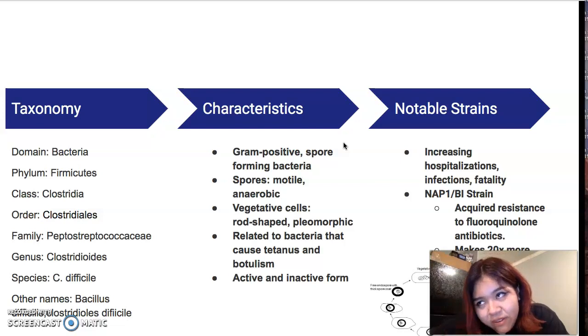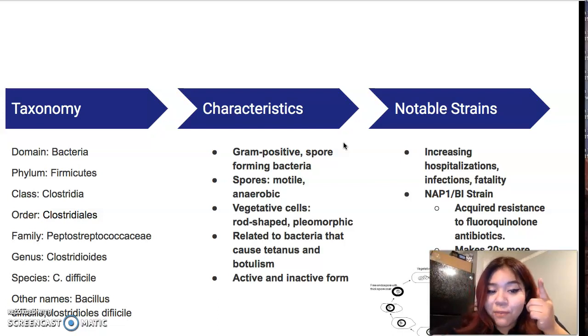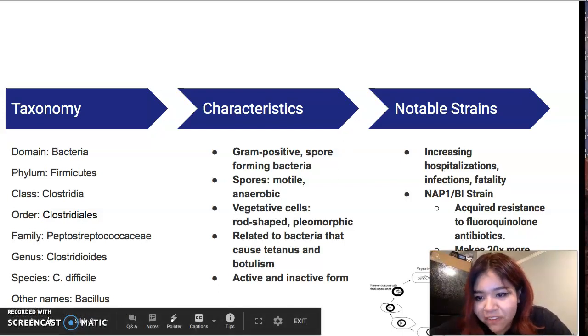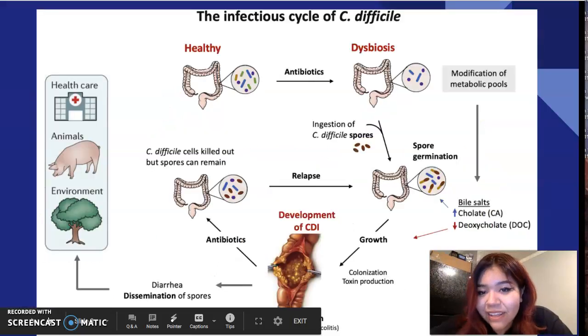Recently, there has been an increase in hospitalizations, infections, and overall fatality due to one strain, NAP1, which has acquired resistance to fluoroquinolone antibiotics, and this strain does make 20 times more of the toxin that most C. diff strains make, which is crazy.